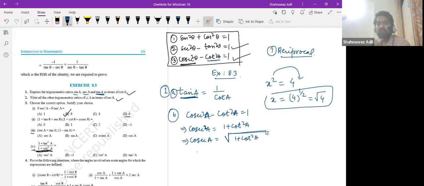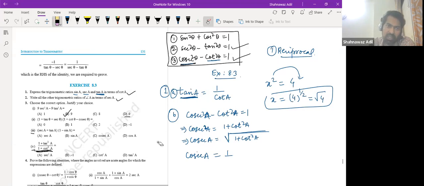What is the reciprocal of sine? One by sine. And what is that? What is one by sine? Cosec. Cosec A is the reciprocal of sine, right?